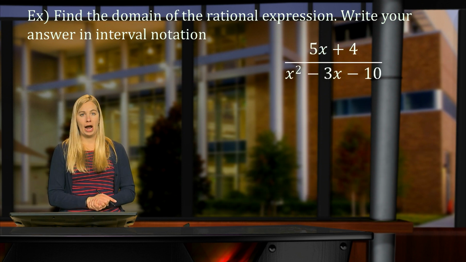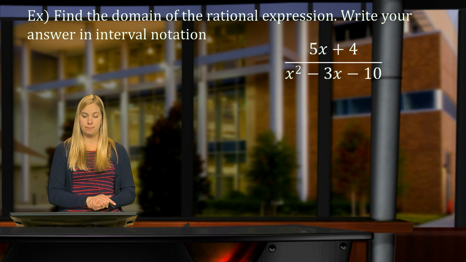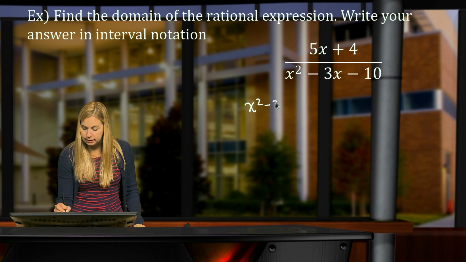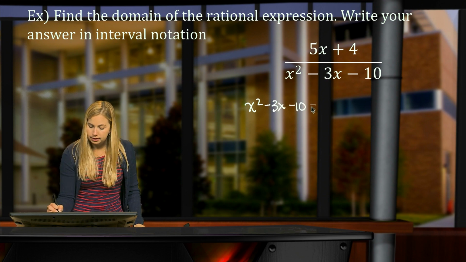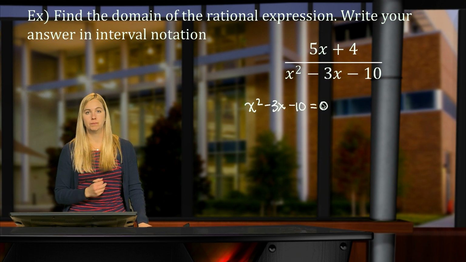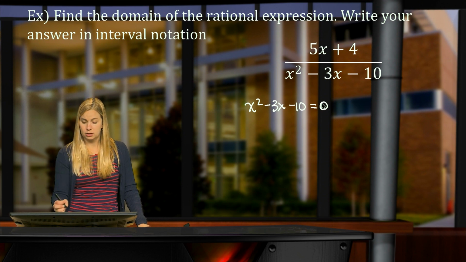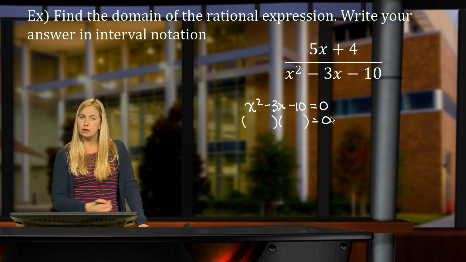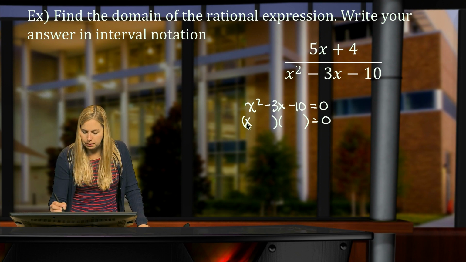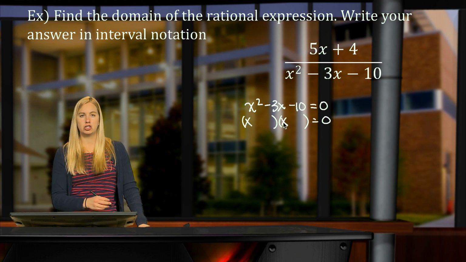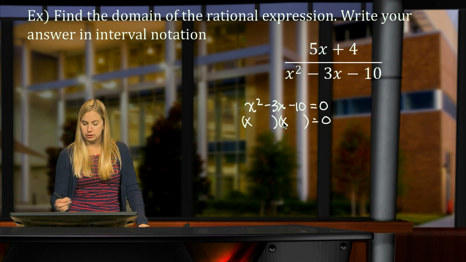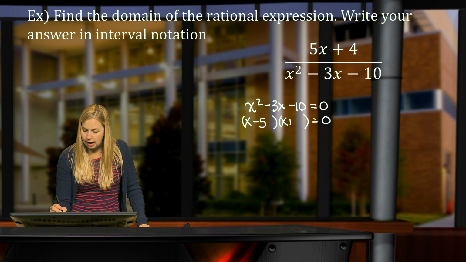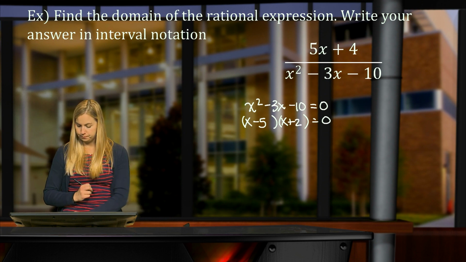5x plus 4 over x squared minus 3x minus 10. Again, to find domain, we want to know where does x squared minus 3x minus 10 equal 0? To solve this, we want to factor our quadratic. Since we just reviewed factoring in our previous lesson, this should be pretty quick. Since our lead coefficient was 1, we jump straight to our two binomials. Factors of -10 that sum to -3: -5 and +2.